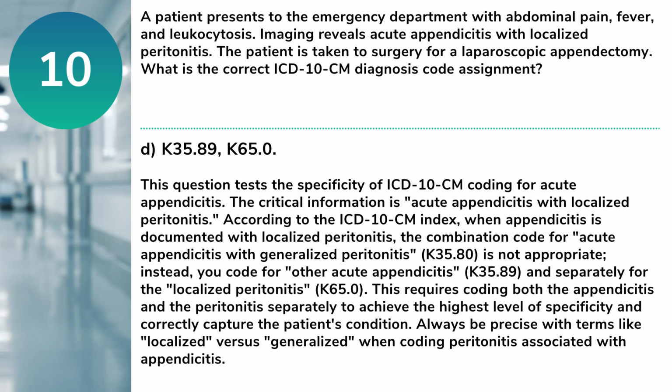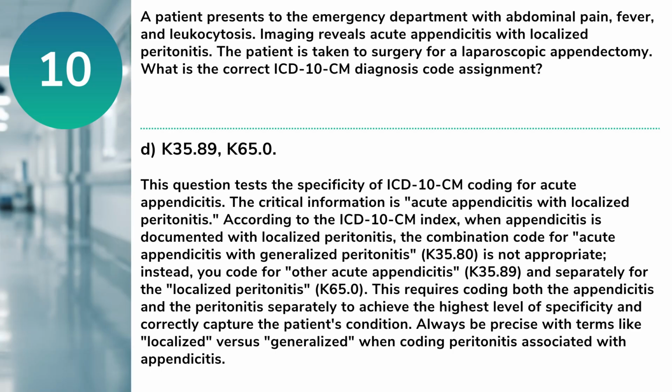Answer: D. K35.89, K65.0. This question tests the specificity of ICD-10-CM coding for acute appendicitis. The critical information is acute appendicitis with localized peritonitis. According to the ICD-10-CM index, when appendicitis is documented with localized peritonitis, the combination code for acute appendicitis with generalized peritonitis, K35.80, is not appropriate.